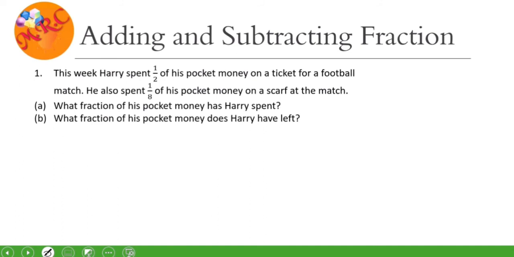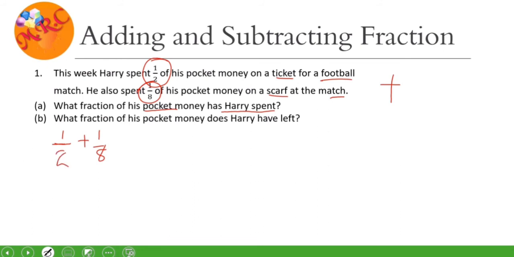So let's look at what happened with Harry first. He spent half of his pocket money for the football ticket, right? And then he spent 1/8 for a scarf at the match. So tickets and scarf at the match. Good. First and foremost, let's find out how much he spent in total so far. Given that we want to find the fraction that he spent, we're trying to find a total. And the word total tells us that we're going to add. You understand? So that's a half plus 1/8.